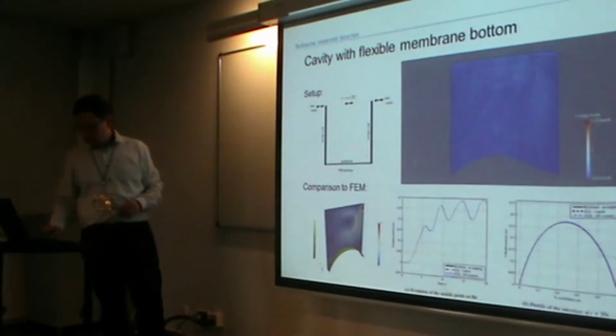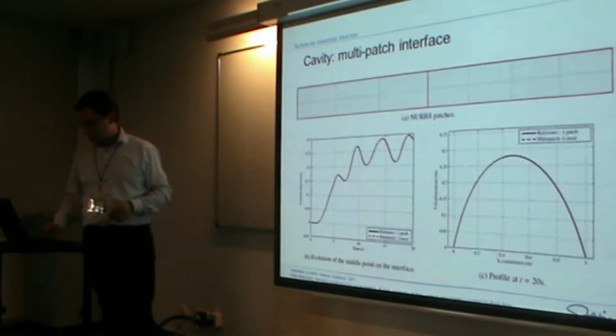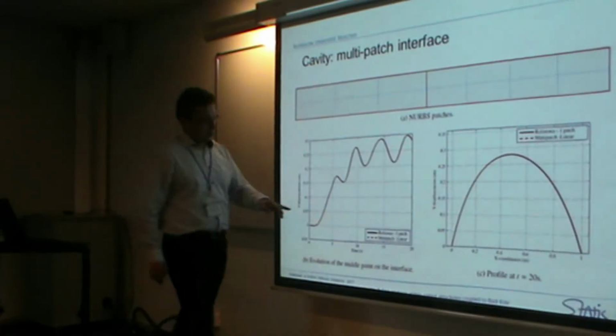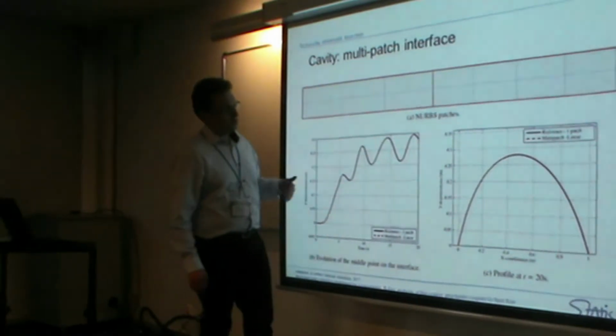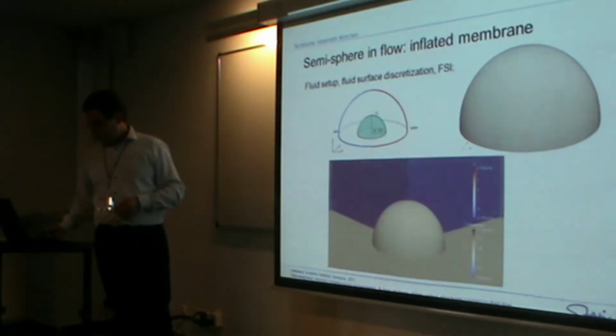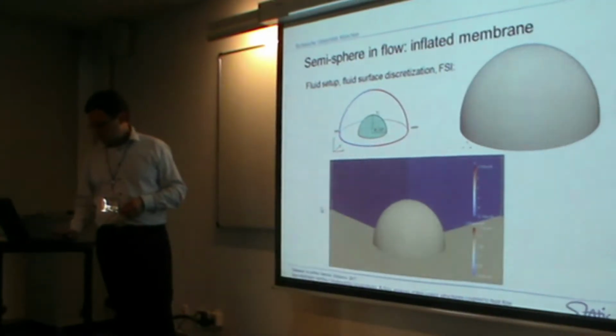So everything is fine. This mapper in principle works. Here we see multiple patches, and for one patch versus multi-patch, that is also working very nicely. Admittedly, it's still an easy geometry. Now going to a hemisphere.